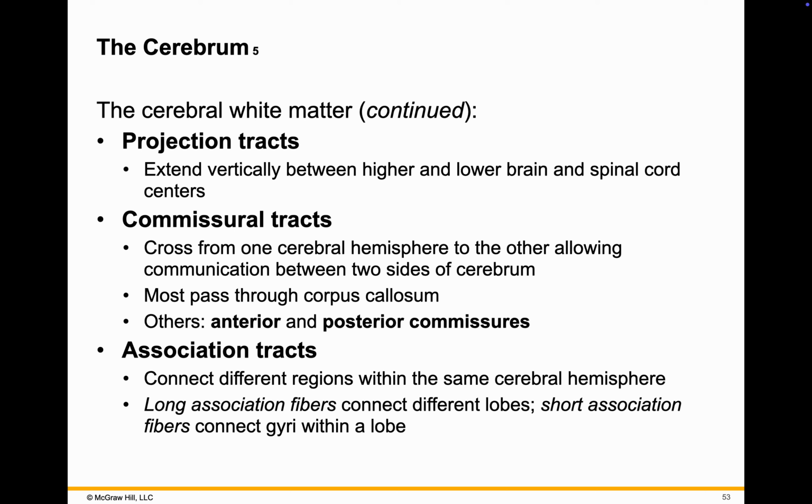Projection tracts extend vertically between higher and lower brain and spinal cord centers. Commissural tracts come from one cerebral hemisphere to the other, allowing for communication from both sides of the cerebrum. The association tracts connect different regions within the same cerebral hemisphere. Long association fibers connect different lobes, short ones connect within the gyri of a lobe.